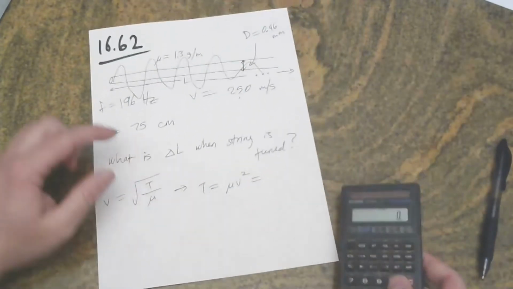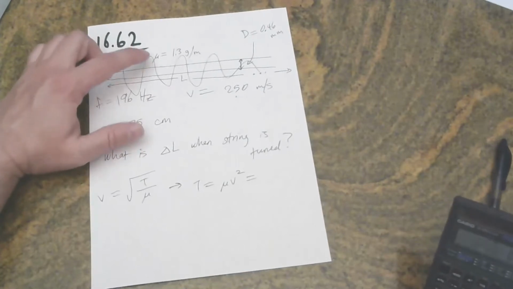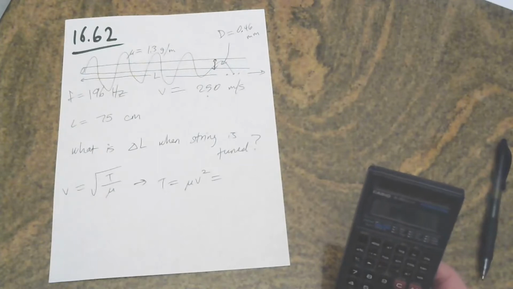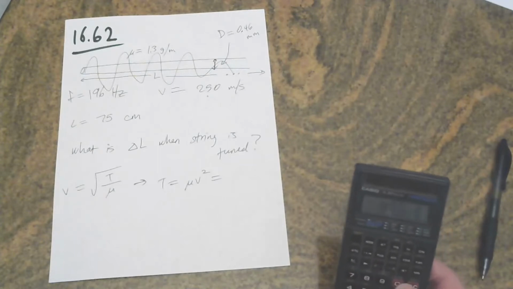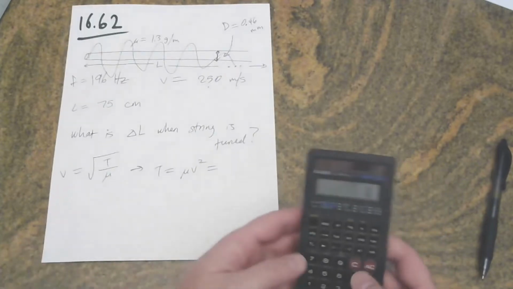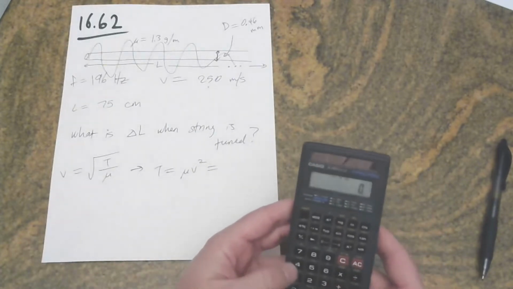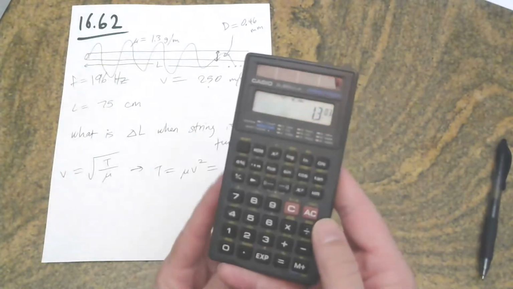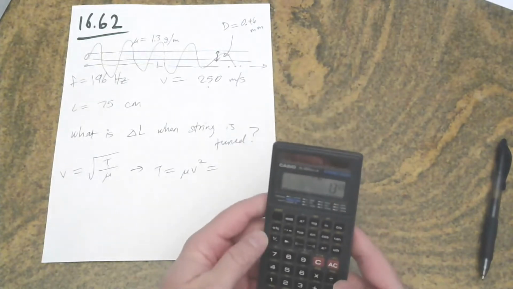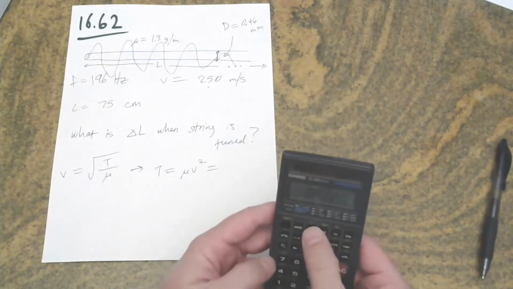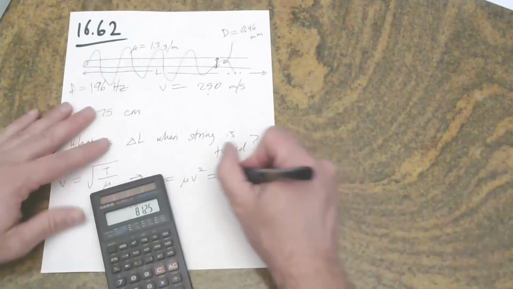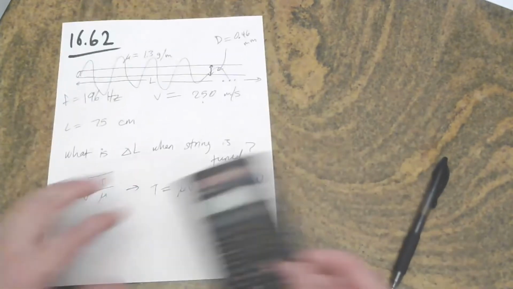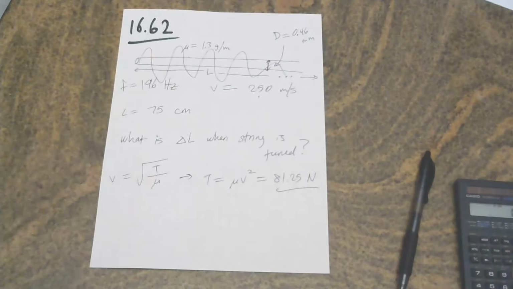So the mass density, if I put that in SI units, I have to recognize that a gram is 1,000th of a kilogram. Remember, the kilogram is the SI unit of mass. So I like to call the gram a millikilogram because it's 1,000th of a kilogram. 1.3 times 10 to the negative third kilograms per meter times 250 squared, and that will come out in SI units, 81 and a quarter newtons.